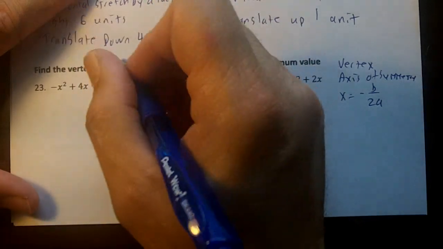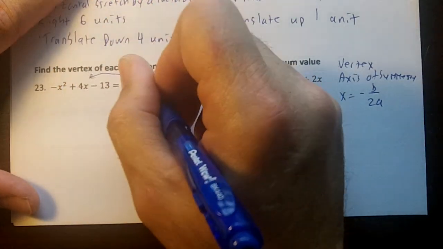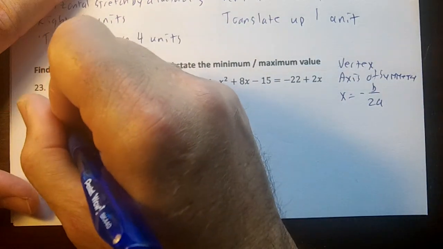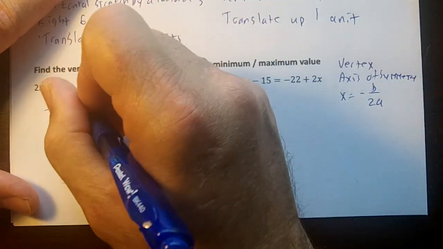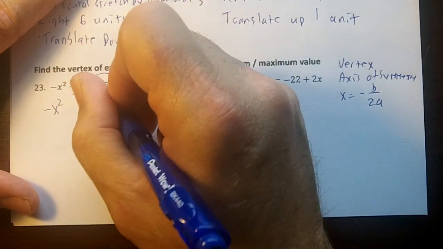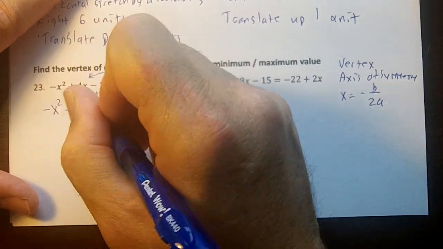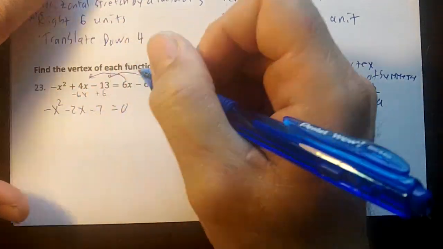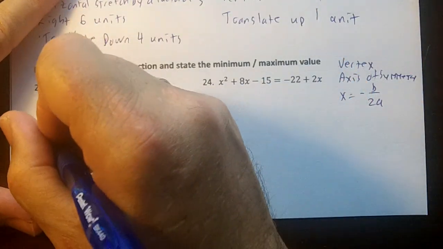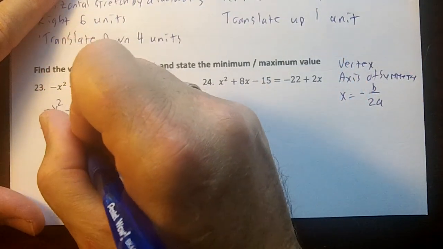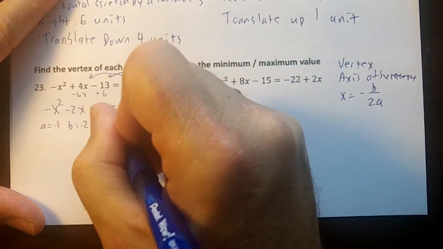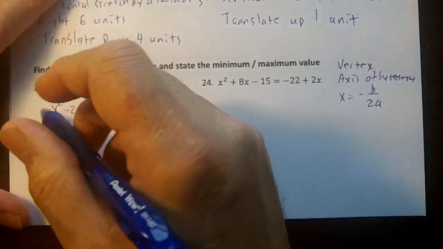Okay, so we're going to go over here. We're going to move everything to the left. So we're going to get negative x squared, and then subtract 6x and plus 6x, and we'll get negative 2x minus 7 equals 0. Now then, right down here, a equals negative 1, b equals negative 2, c equals negative 7. And then I'm going to plug it into this formula.